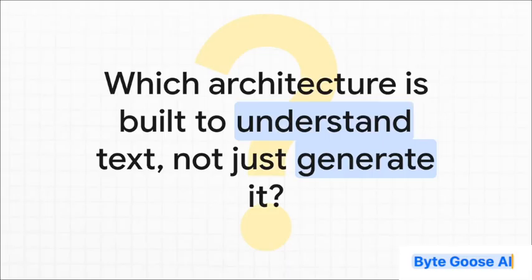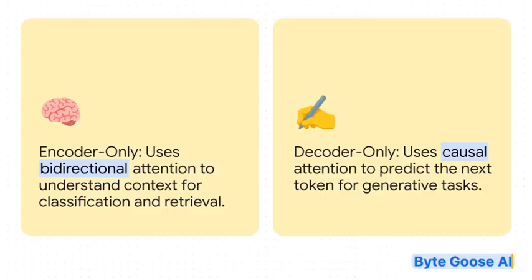So that leads us to a really fundamental question. If a decoder's main job is just to predict the very next word, which architecture is actually designed from the ground up to build a deep, contextual understanding of a whole chunk of text, all at once? Well, the answer really gets at the core difference between encoders and decoders. And this slide really lays it all out.